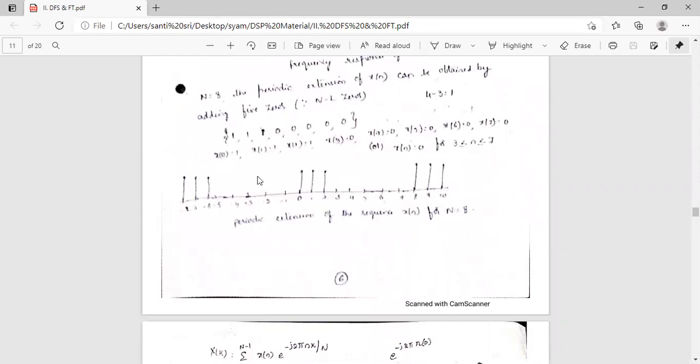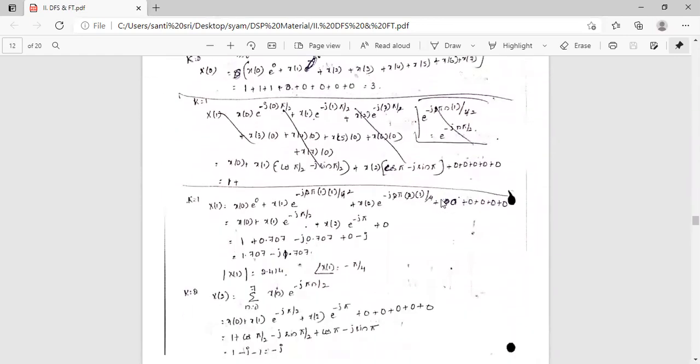For this sequence also, the second part, we can find the values and draw the magnitude. We can draw the amplitude and phase plots of the given sequence. That is also like this.